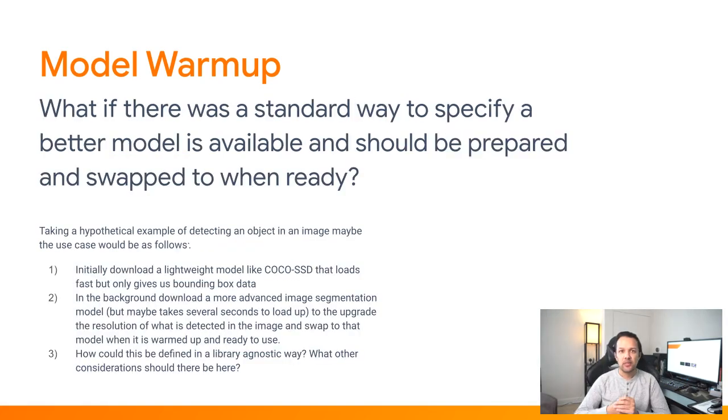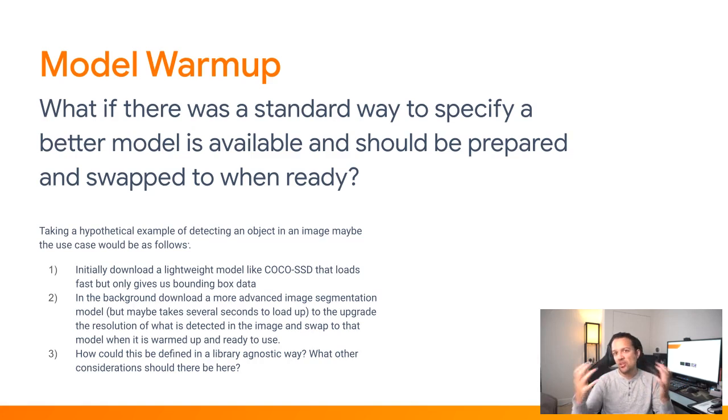Next slide. So the question here becomes, what if there's a standardized way to specify that a better model is available and should be prepared and swapped to when ready, kind of like progressive enhancement? Now, taking a very hypothetical example, maybe you've got an object recognition model, and this could be something like Coco SSD that gives you the bounding box data. This loads really fast in the web browser right now and can be used very quickly and efficiently.